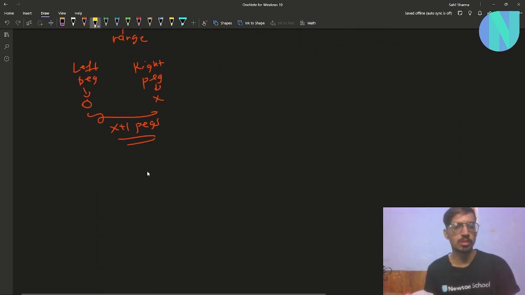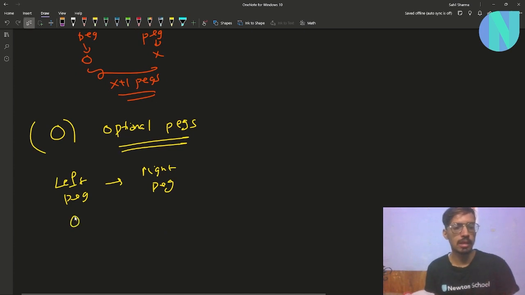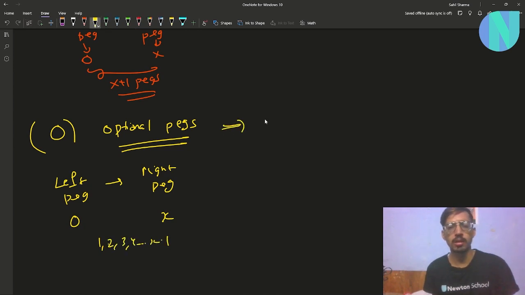Then the second group was optional pegs. Let's call them O. So these are the optional pegs, right? These are the pegs that lie from left peg to right peg, right? These are the pegs that I can choose to either remove or to keep. And in this example, my left peg is 0, my right peg is x. So I can choose to remove 1, 2, 3, so on up to x minus 1, right? So my optional pegs are 1, 2, 3, so on up to x minus 1. So in total, I have x minus 1 optional pegs.